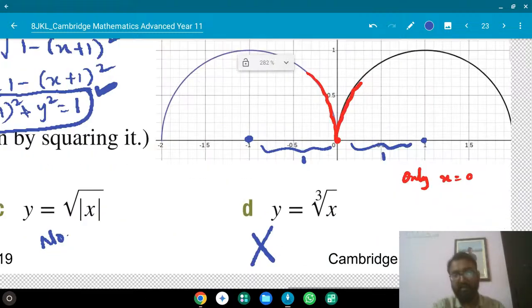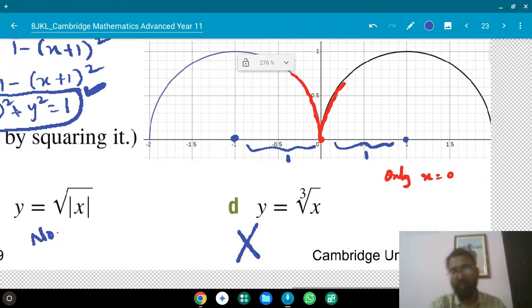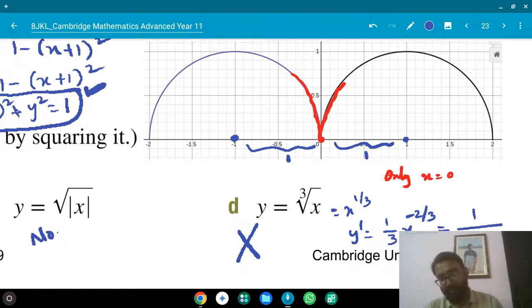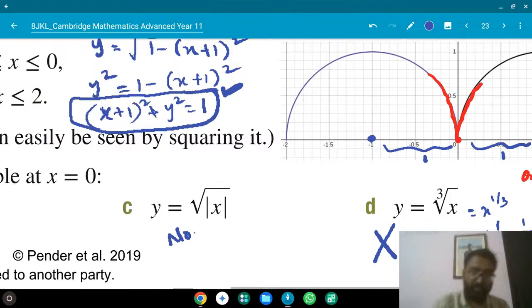Okay, so manually we can comment. Here it is x power 1 by 3. Its derivative y dash is equals to 1 by 3 x power minus 2 by 3. So it becomes denominator 1 by 3 into x power 2 by 3. So at x equals to 0, this function is not defined. When it comes to the denominator, at x equals to 0, it becomes 0 in the denominator. It is not possible.